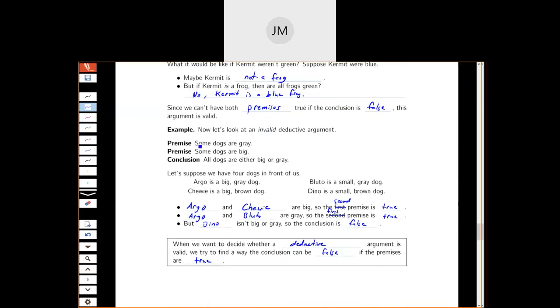But here, having true premises doesn't guarantee the conclusion is true. Now, maybe it is true that all dogs are either big or gray in our universe. That doesn't make this a valid argument. Valid and invalid don't talk about whether the conclusion is true or false. They're talking about the structure of the argument. If you have all true premises, are you guaranteed a true conclusion?